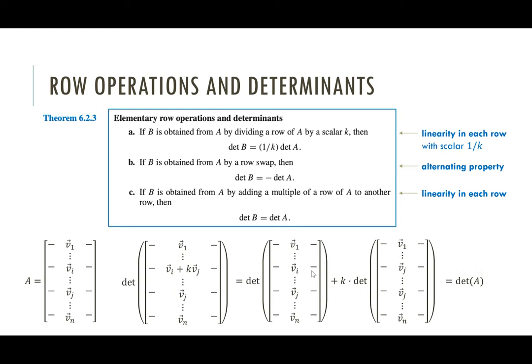So you might see now a little bit of the motivation for choosing the definition that we did, because linearity and the alternating property tell us how row operations affect determinants, and then the identity property is just telling us what sign we needed to use. So, okay, now we know how row operations and determinants play together. Let's see some consequences of this.